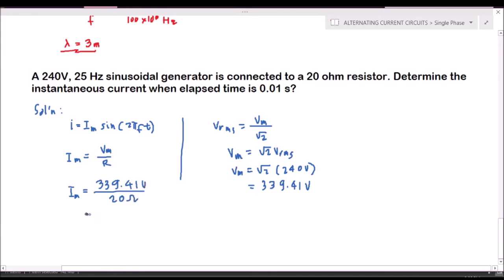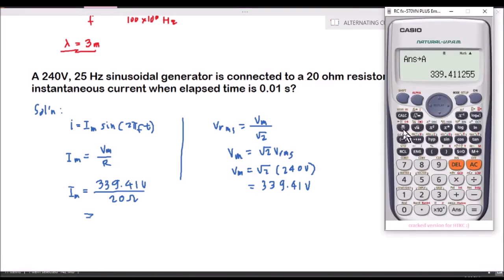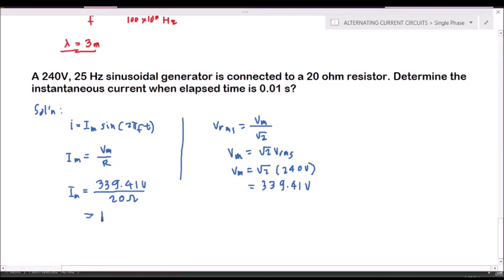Okay, so we have the calculator. Okay, so we need to recall our A, because we have stored our answer, divided by 20. So this is 16.97 amperes. Then we are going to get the instantaneous. So this is the maximum value of our alternating current wave. If we are going to graph the wave, so this will be the maximum value.